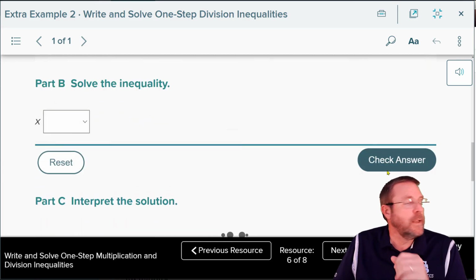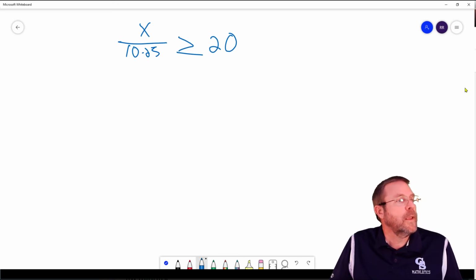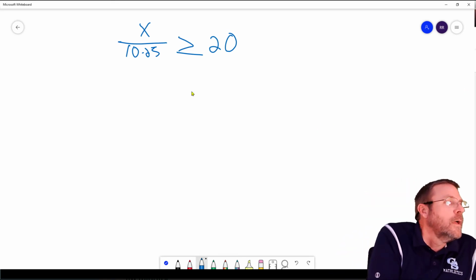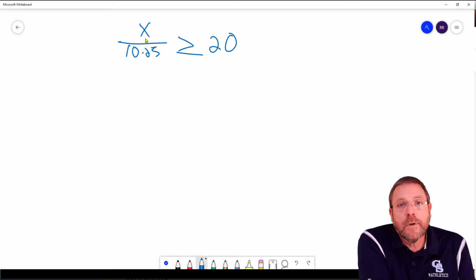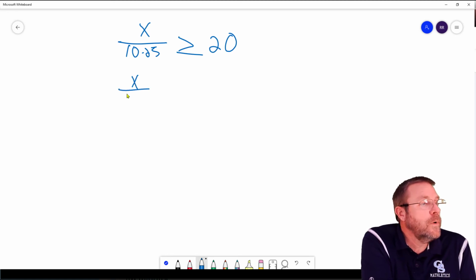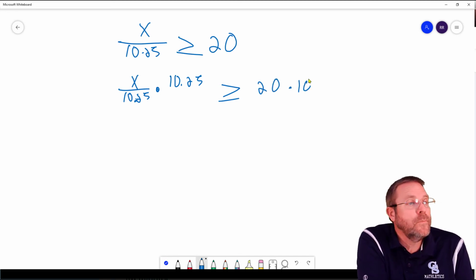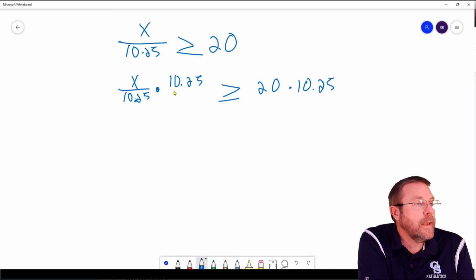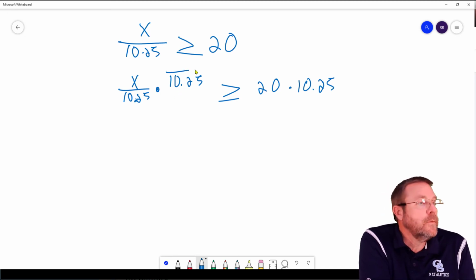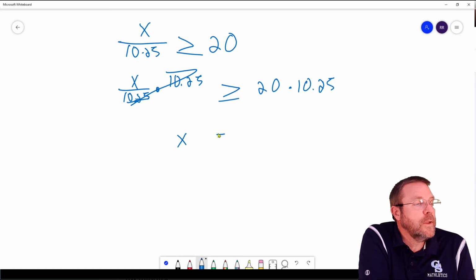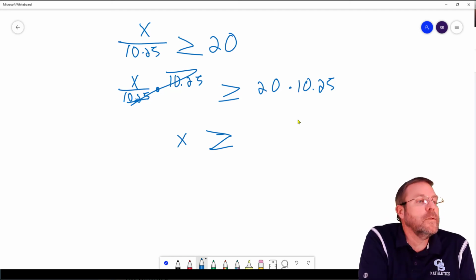From there, now we need to actually solve it. So I'm going to jump over here, and I'm going to isolate my variable. The variable is x. His friend is 10.25. 10.25 is dividing x, so we're going to make that go away by multiplying 10.25 on both sides. I'm going to do it after the numbers I'm doing it to, just like I've taught you to do. These are going to divide out and become 1. 1 times x is x. x is greater than or equal to, and then 20 times 10.25.